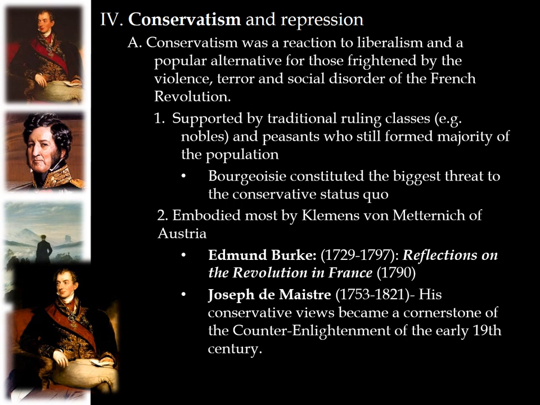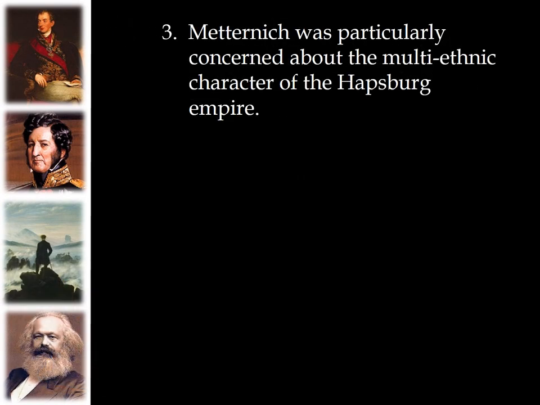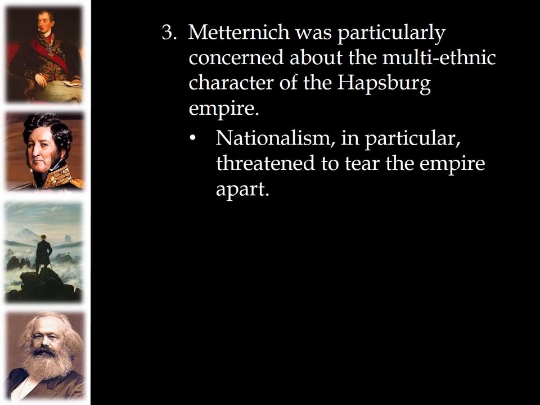So just like the monarchy and the nobility are more important than the peasantry and the lower classes, okay? The monarchy and the nobility would be represented by the head, if you will. And of course the peasantry and the lower classes, the pinky or some other less important part of the body. Metternich was particularly concerned, as I said before, about the multi-ethnic character of the Habsburg Empire. Nationalism in particular threatened to tear that empire apart if it set in. If any of those small ethnic groups got a wild idea that they should create their own nation and not be part of Austria any longer, the whole thing could unravel.